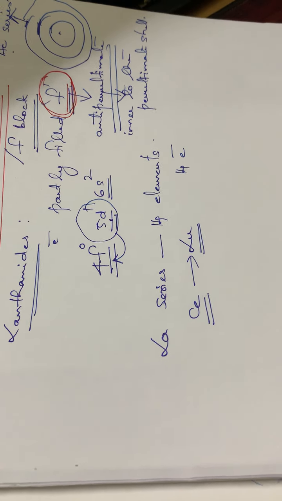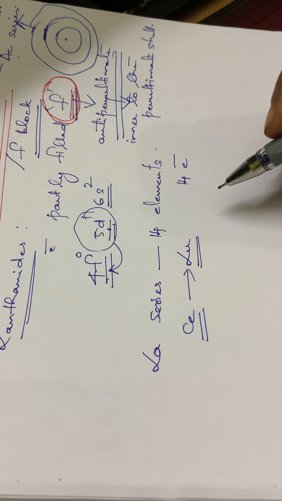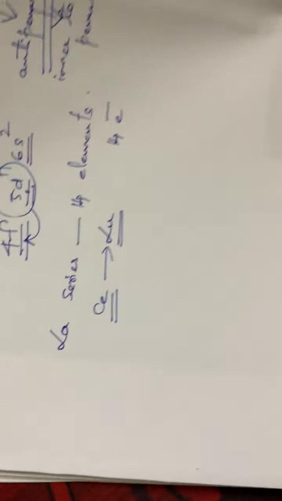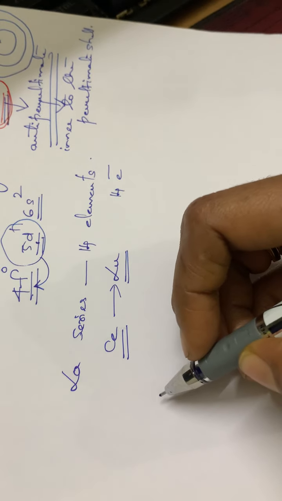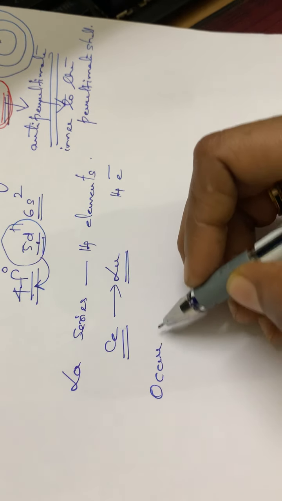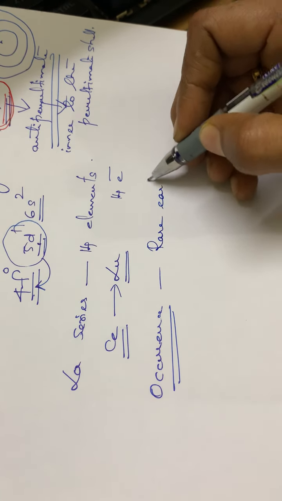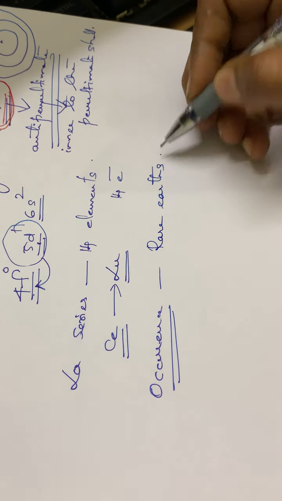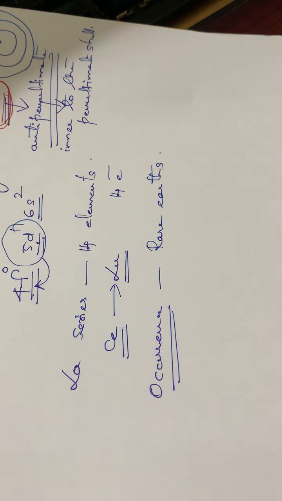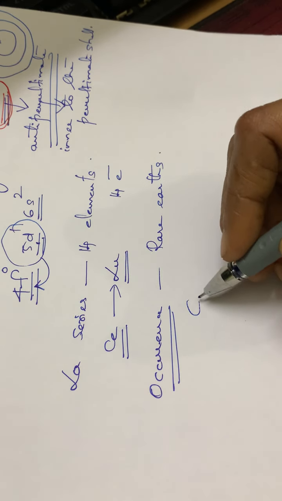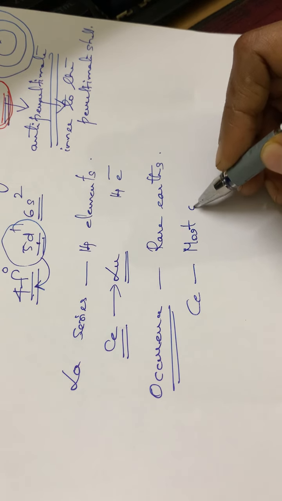In this lanthanide series, the electrons are added into the anti-penultimate 4f subshell. Then the next topic is the occurrence. Normally these lanthanides are generally called rare earths, or rare earth minerals. The abundance table is given in your textbook, so just go through it. The most commonly occurring lanthanide is cerium.